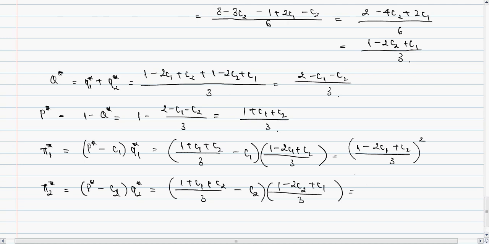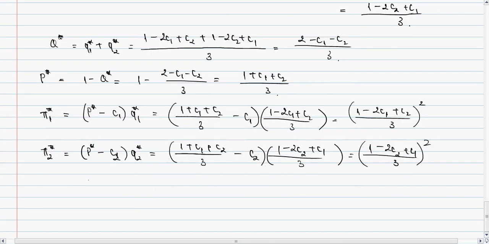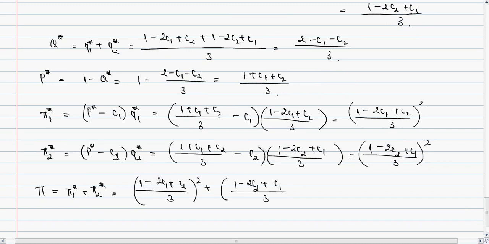And if you do the thing inside the first bracket, you will see that it will be giving you the same thing as the thing inside the second bracket. So that will become ((1 - 2C2 + C1)/3) squared. Okay, so that's the profit for each of the firms. The total profit in the industry will be the profit of the first firm plus the profit of the second firm, so we just have to add the 2 squared terms together, plus ((1 - 2C2 + C1)/3) squared.